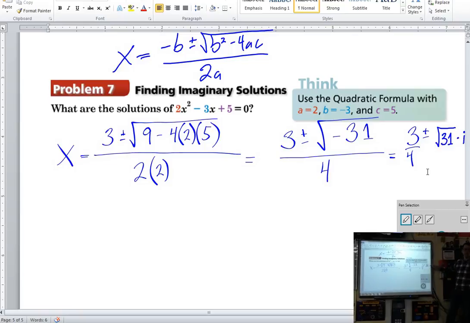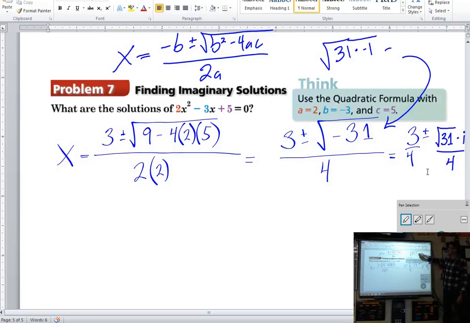times radical negative 1, which then we could substitute radical negative 1 with i. Do I need to show that out, or can we make the jump? So this becomes radical 31 times negative 1. We then split that to radical 31 times radical negative 1. Then we replace the radical negative 1 with the i. Any questions?